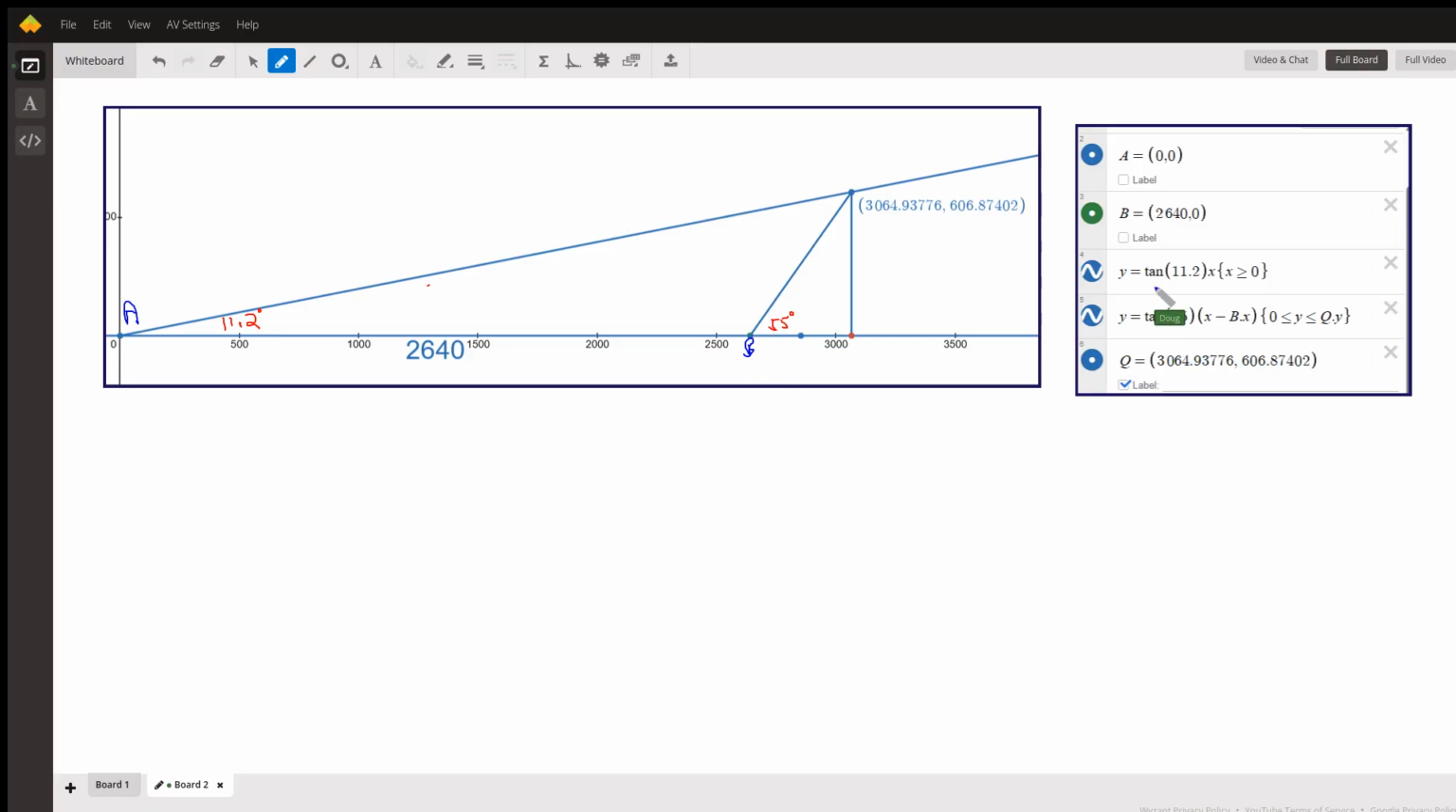This equation is the equation of this line right here, because the slope is the tangent of 11.2 with the y-intercept of 0. The equation of this line is the tangent of 55 times x minus 2640. I just wrote b dot x here, but that's really a 2640.